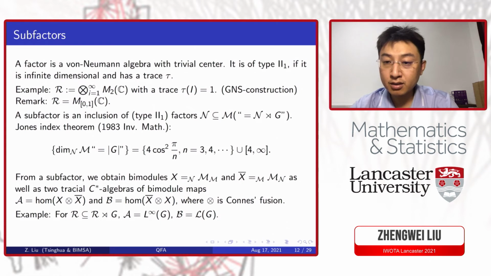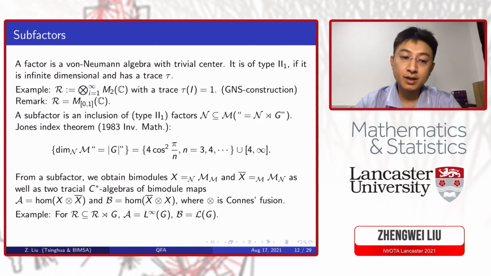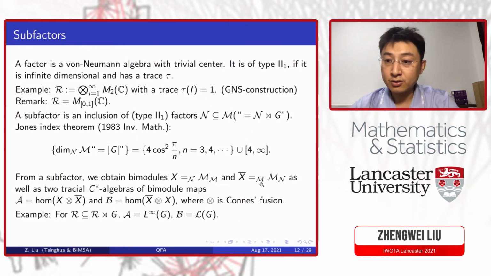And in particular, if the subfactor comes from this group cross product, then the A algebra is exactly the functions on the group, and the B algebra is the group algebra. So that's the setting we talked about at the beginning of free duality and free analysis. Well, in subfactor theory in general, this group doesn't have to be a classical group. We can consider a general subfactor as a cross product by a certain quantum group, even though it may not really be a quantum group.